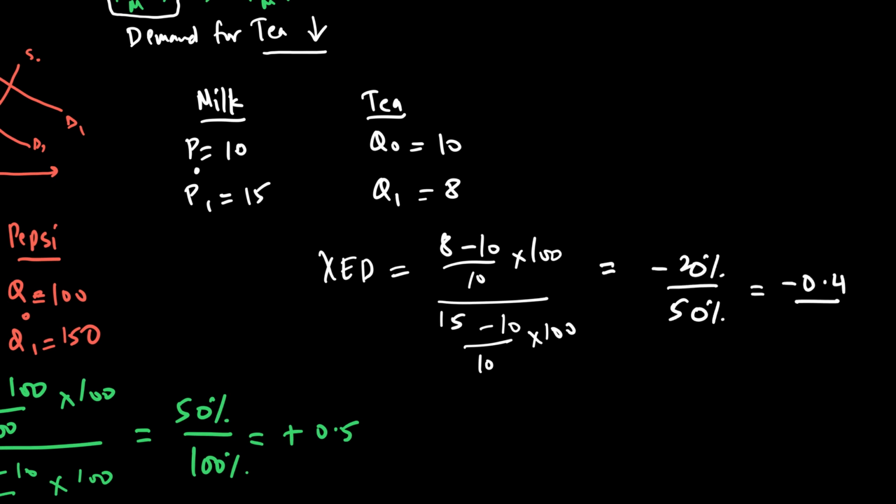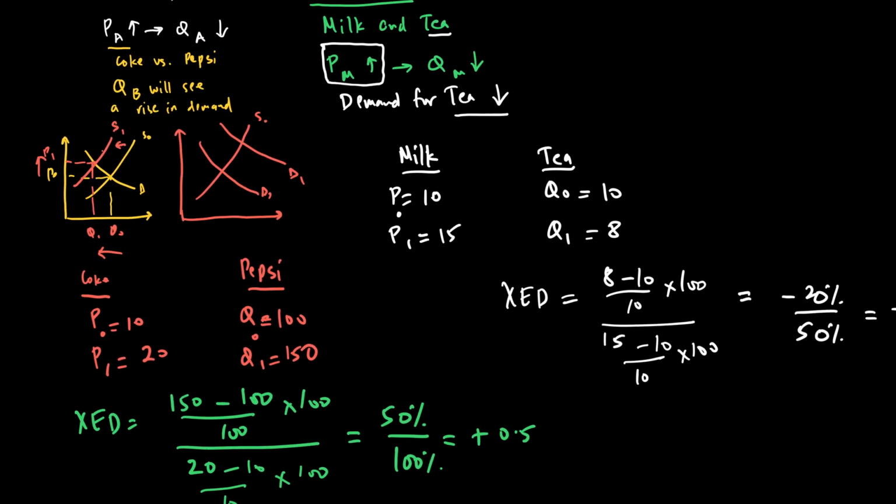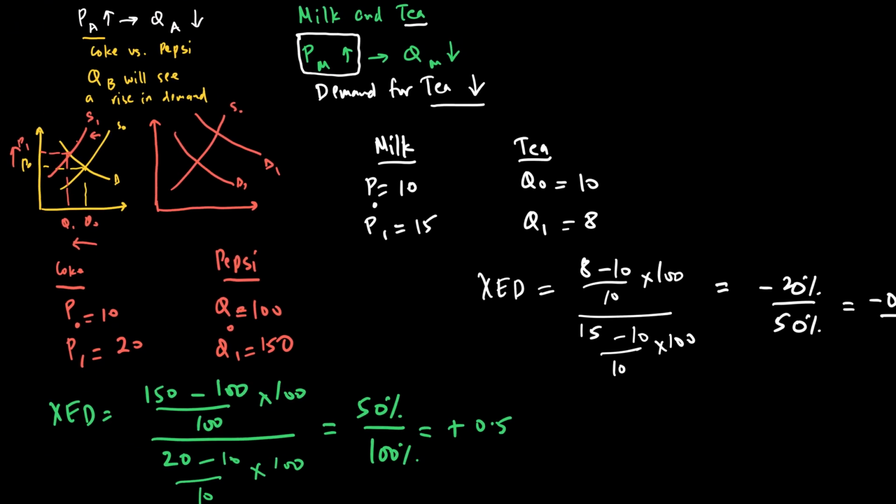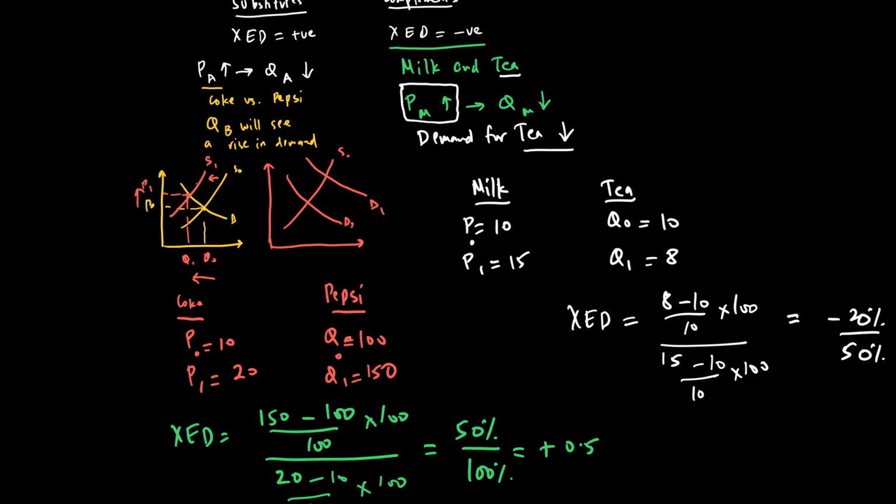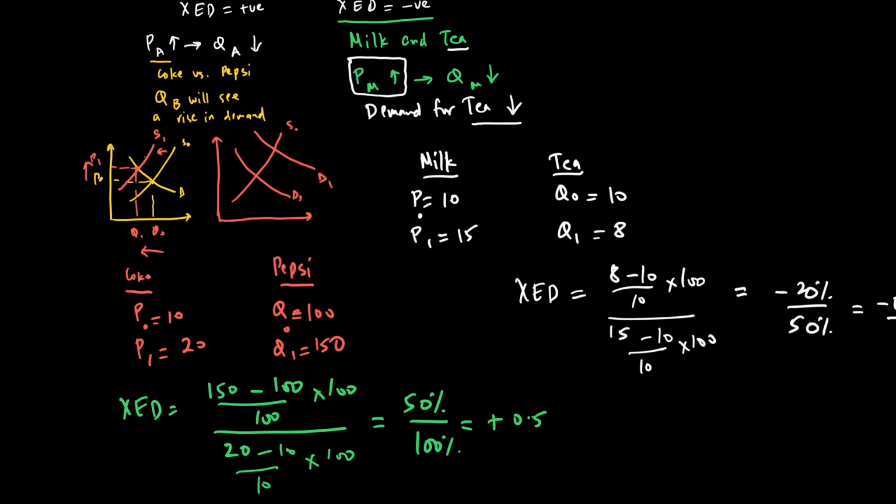So minus means the relationship is that of a complement. So whenever XED is negative, we say it's a complement. Whenever XED is positive, we say it's a substitute.